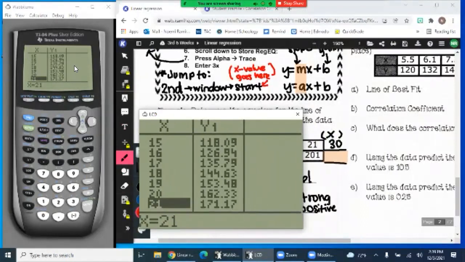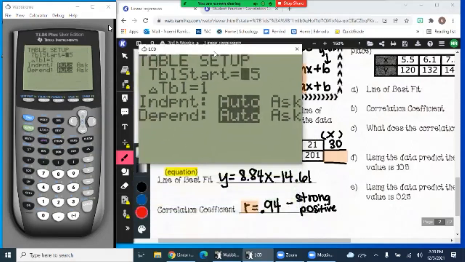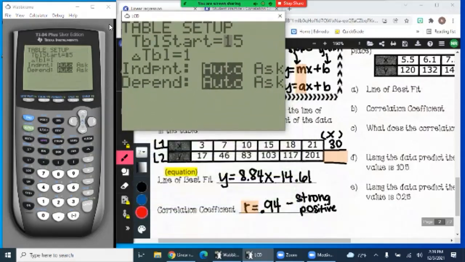So I want to go straight to the number 30. I'm going to press second, which is the blue button. Window is right next to y equals. Window's on the right side of y equals. Press it and you'll see this screen. Hopefully everybody already has all those notes. You see where it says start?